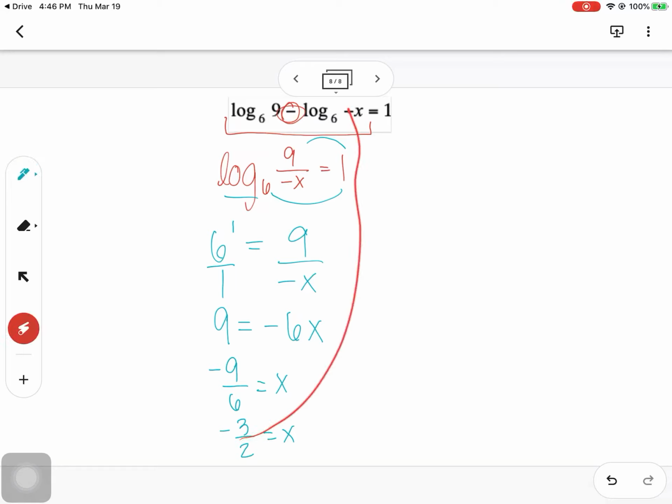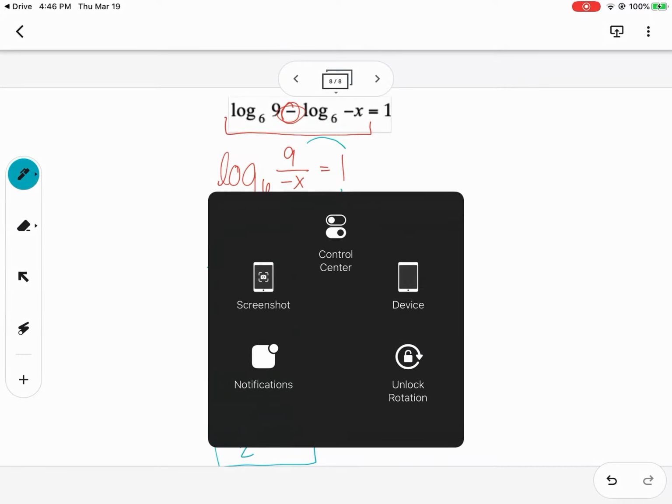What you do need to check still, if I plug this in here, will it work? If I plug it in, it'll be negative 3/2, which is positive, so it's totally fine.